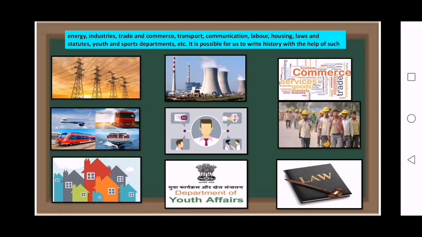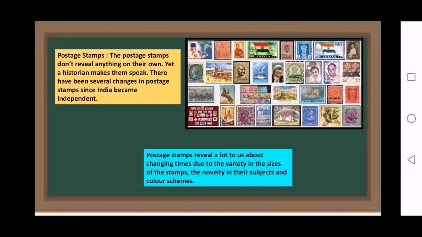It is possible for us to write the history with the help of such information. This information helps us to write the history of the past and present, and to make our future bright. So this is a very important part of history. Coming to the next part, that is the postage stamp.